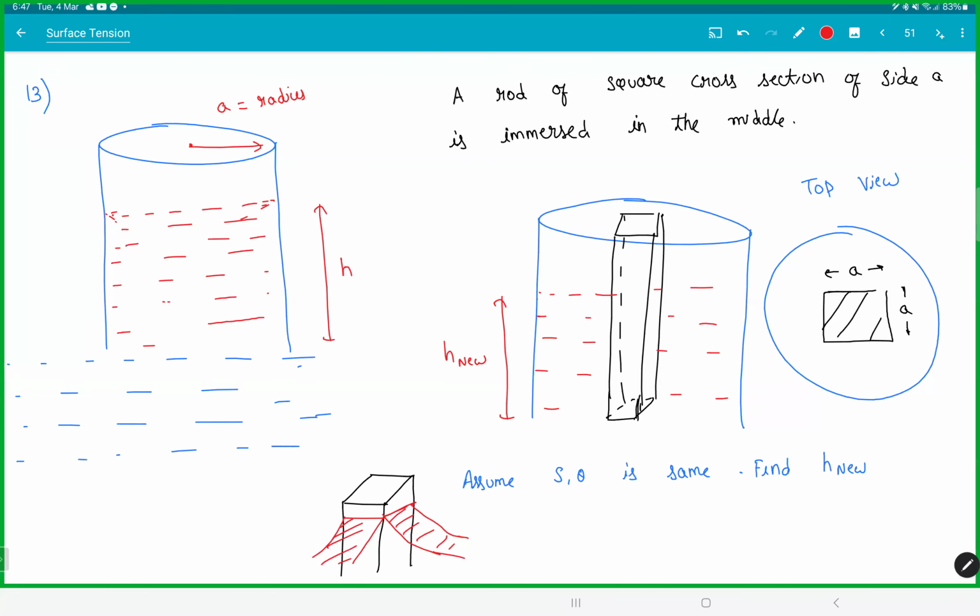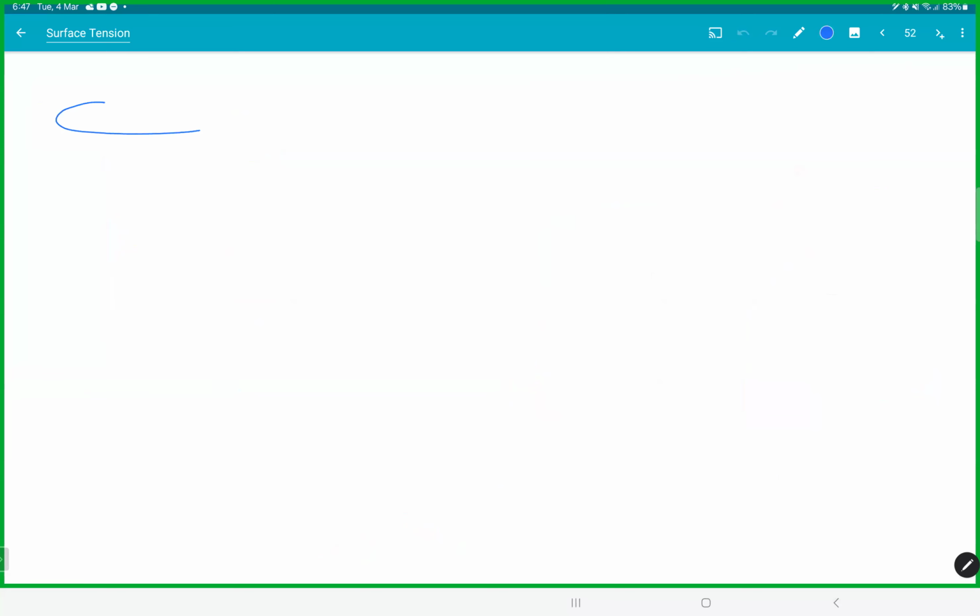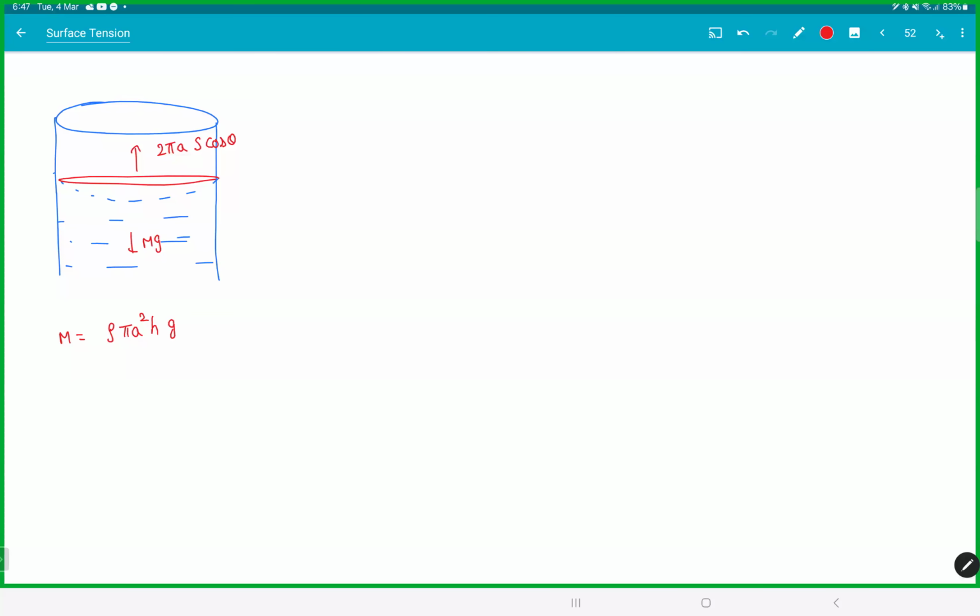Hmm. Okay, let's see. The answer won't be that good. Now, initially, the first one, when the liquid went up here, the force that was pulling was 2 pi, radius is a, S cos theta. This was mg. So here m was density, pi a square h into g. So we have 2 pi a S cos theta is mg.